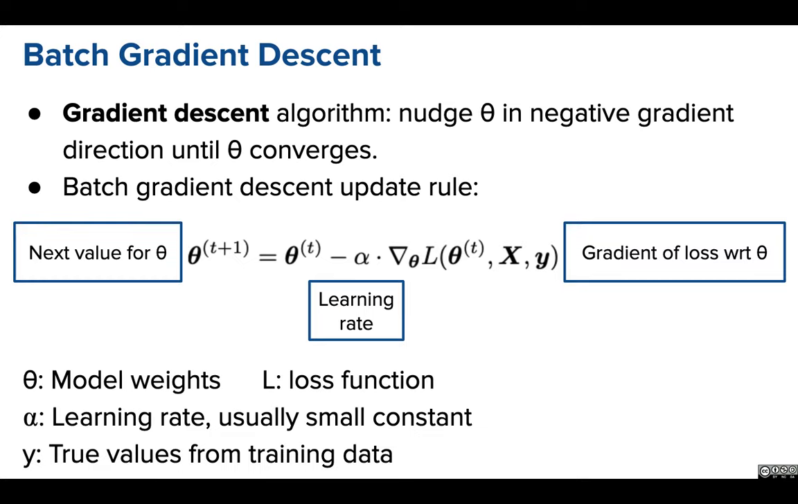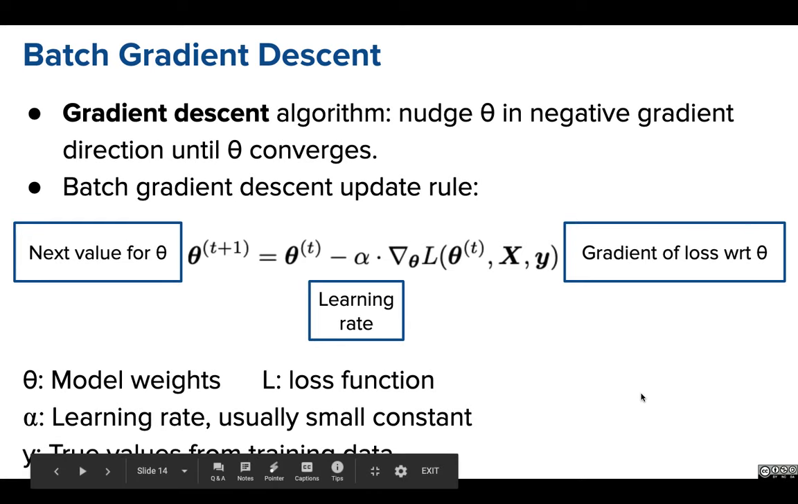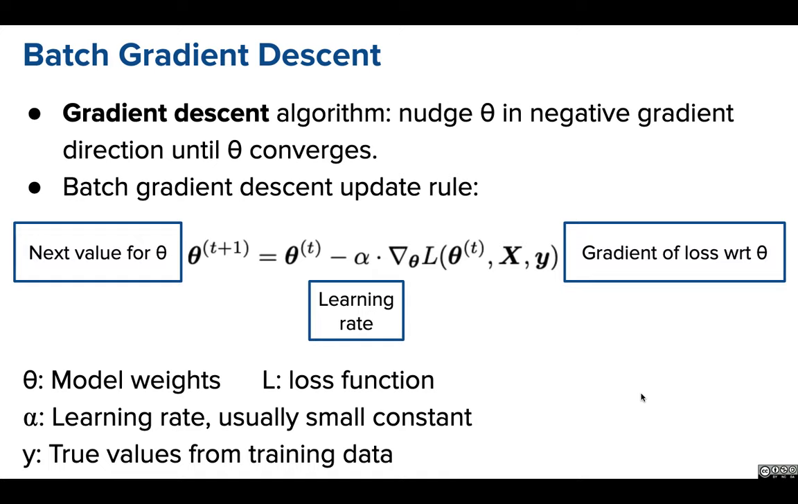Okay, so here's the notation. Theta are our model weights, L is a loss function, alpha is a learning rate, Y are the true values in the training data.